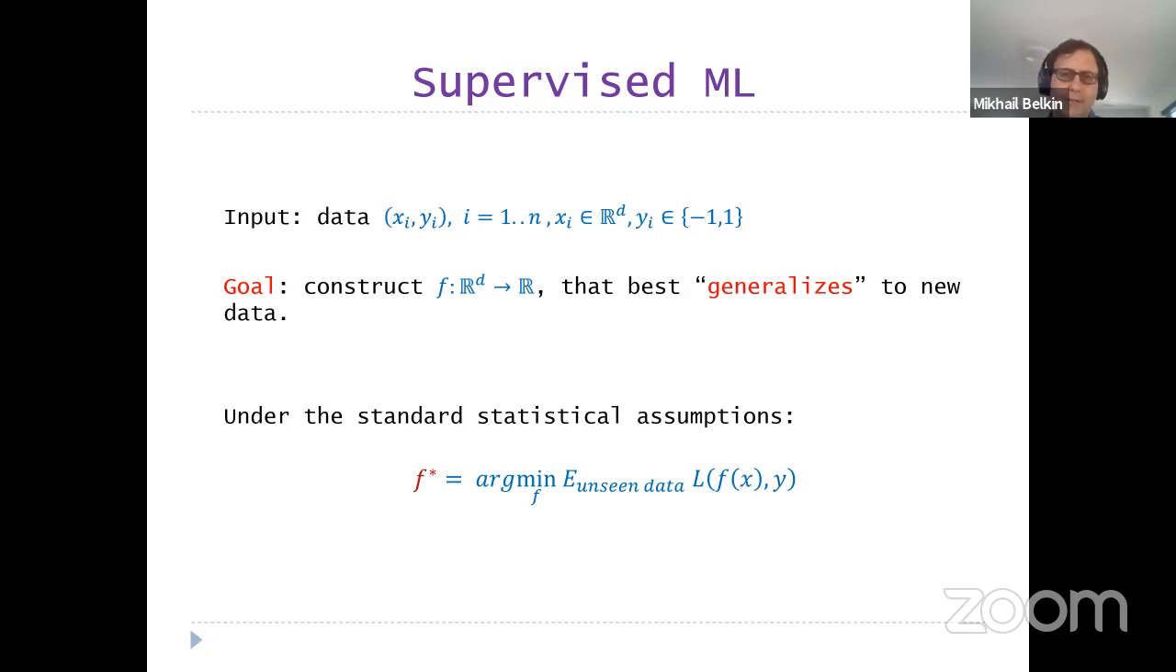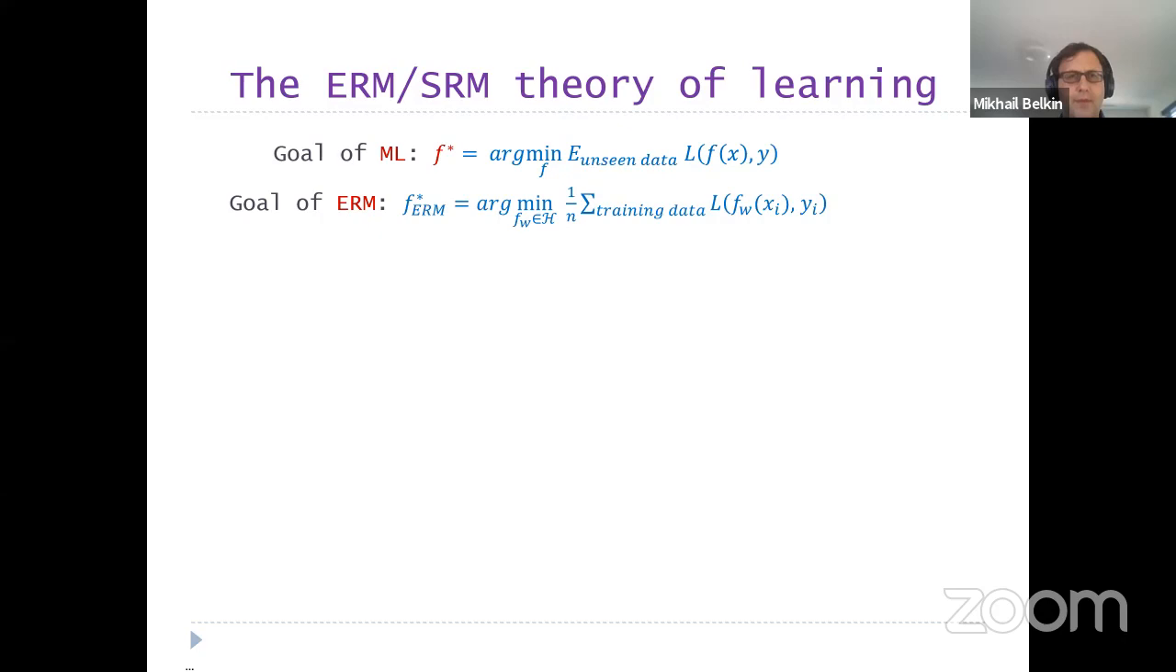Now, of course, to minimize the loss on unseen data, we have to have access to the unseen data, which by definition is not possible. So what do we do in practice? Well, in practice, and in theory, we consider empirical risk minimization. What is empirical risk minimization? We choose a family of functions, and we try to choose a function from the family which minimizes the loss on the training data. So instead of unseen data, we take the training data, which is the data we have seen. And instead of choosing all functions in the world, we choose functions from some family of functions, like neural networks of a certain architecture.